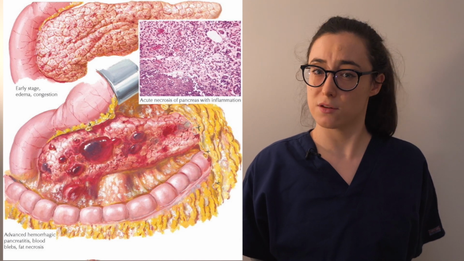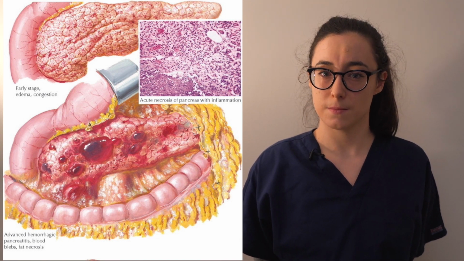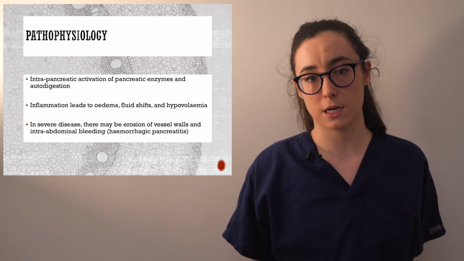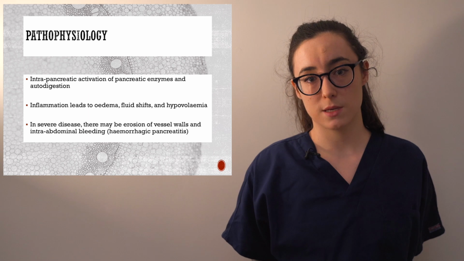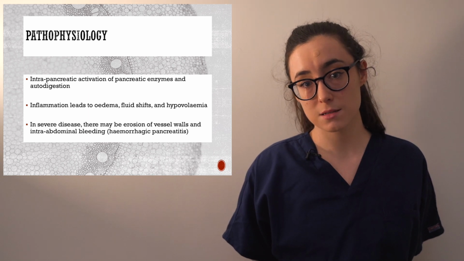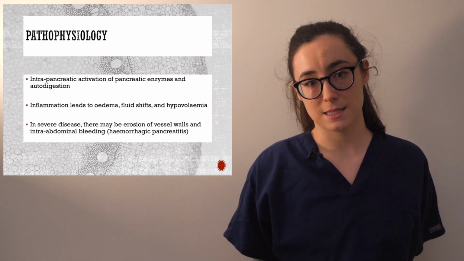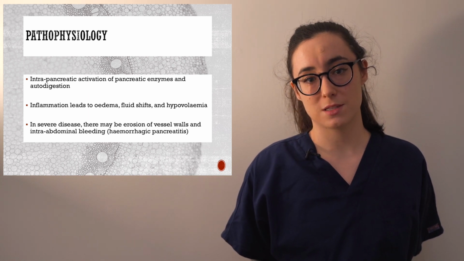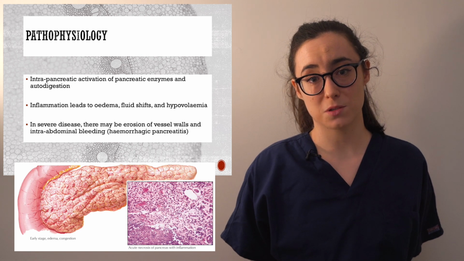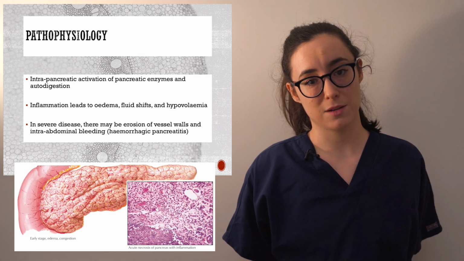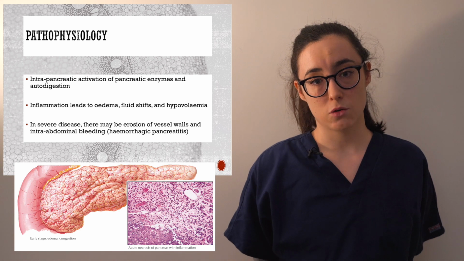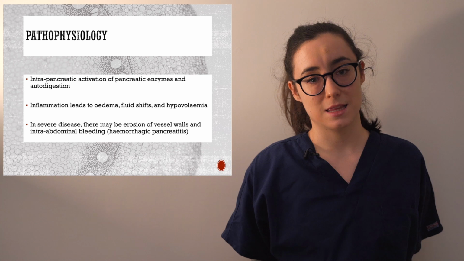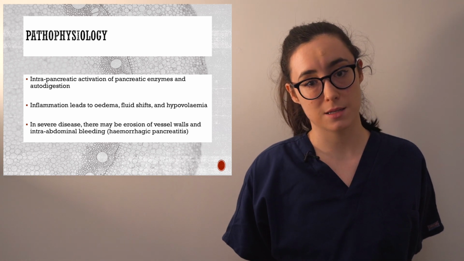But first, let's talk about the pathophysiology of pancreatitis. Pancreatitis occurs as a result of autodigestion of the pancreas by pancreatic enzymes. What this means is that instead of going into the gut and helping digest food, the enzymes get stuck and instead they digest the pancreatic tissues. This results in edema, which results in fluid shifts, and that can be from intracellular to extracellular or from intravascular to extravascular. What this means is that the circulating fluid volume is lower and thus is the BP.